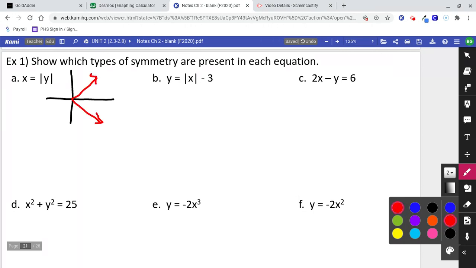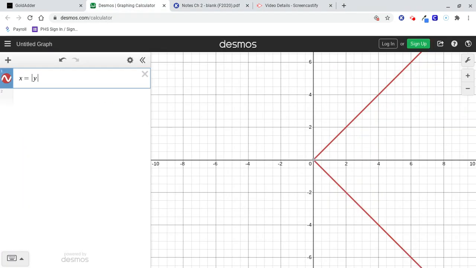Okay. So you can just see what type of symmetry it is. It folds over the x-axis onto itself. That's x-axis symmetry. Symmetry is when you can fold it over on itself. Okay. It folds over the x-axis. That's x-axis symmetry. Okay. So the next one, let's go back to Desmos.